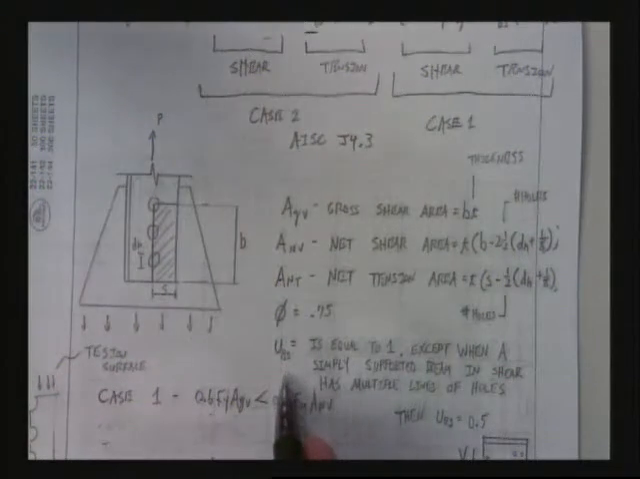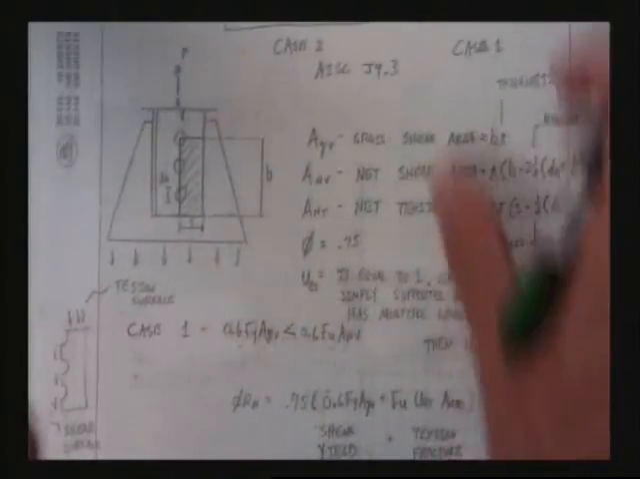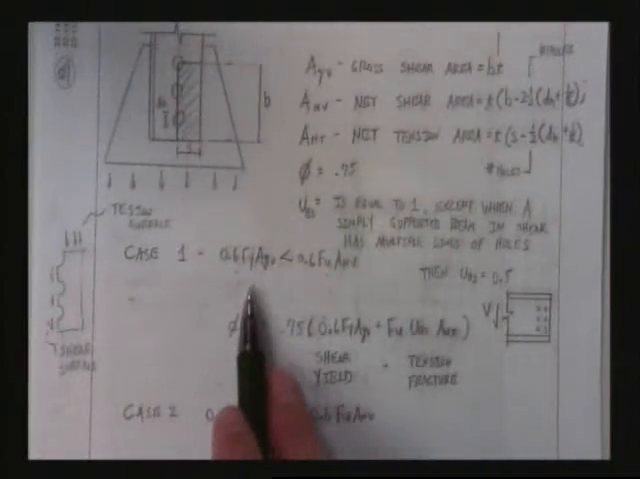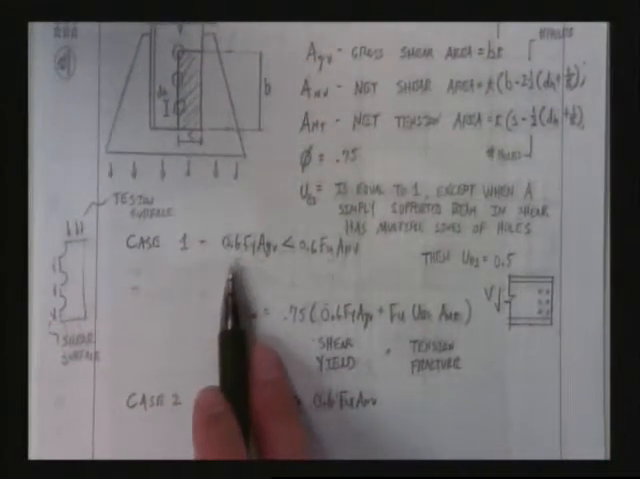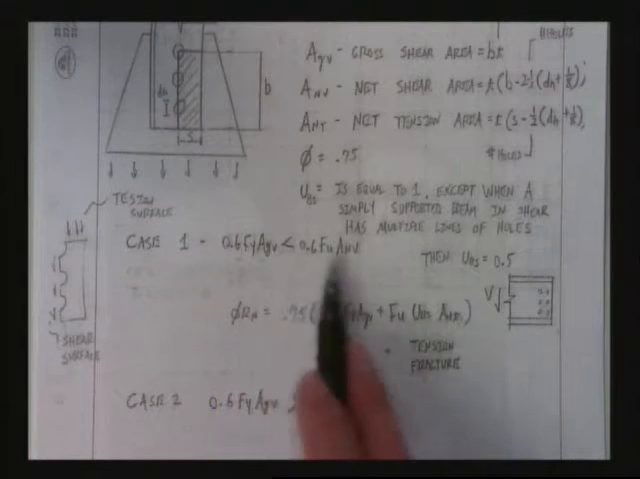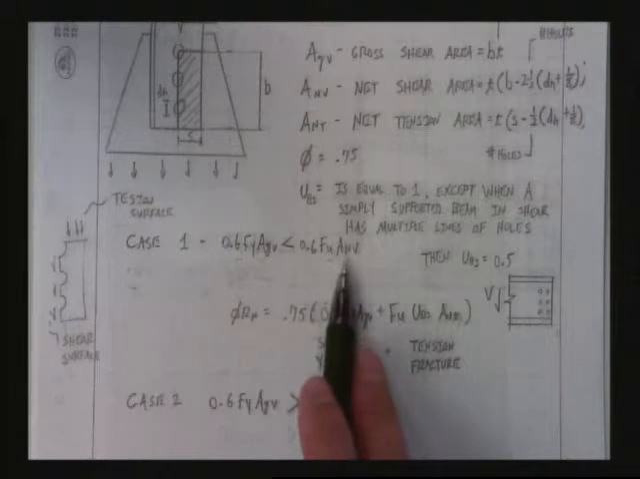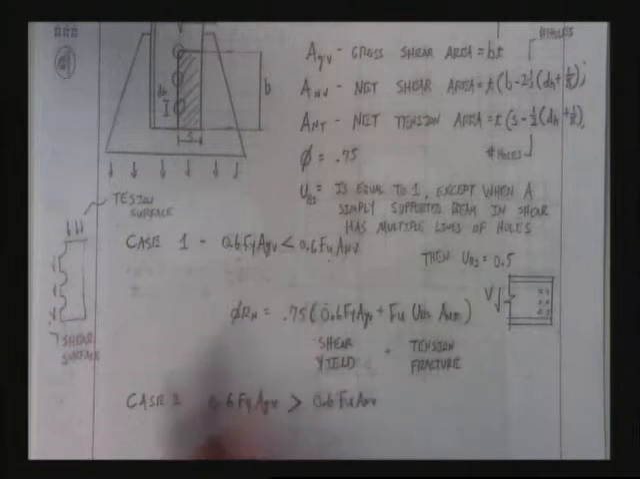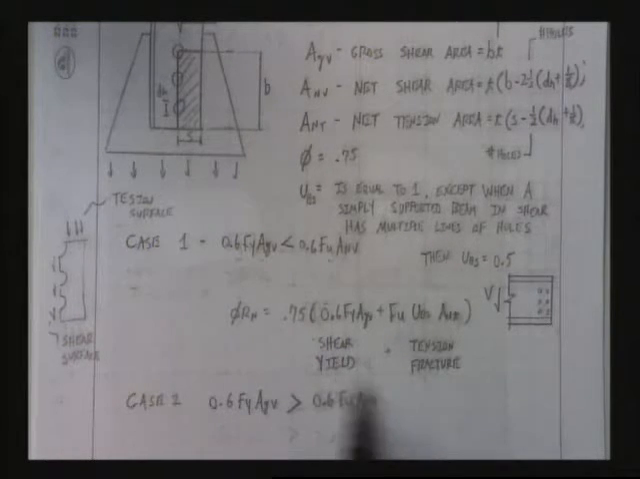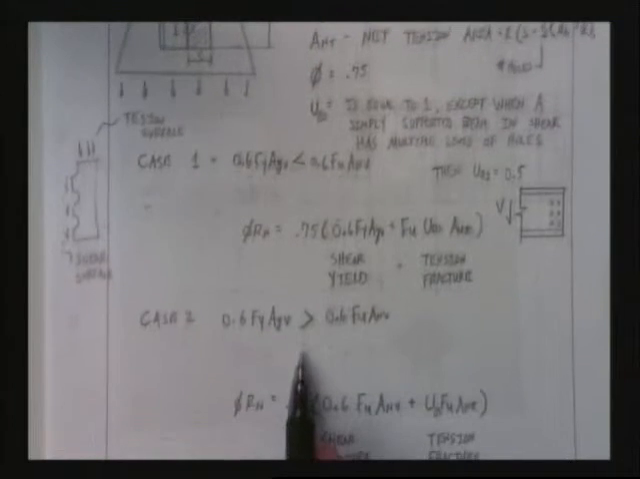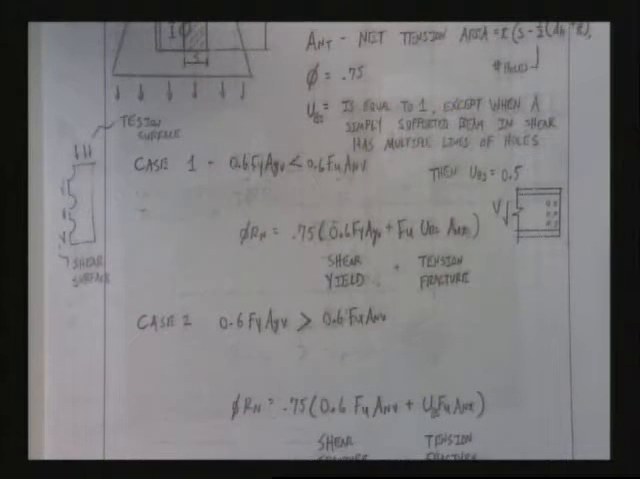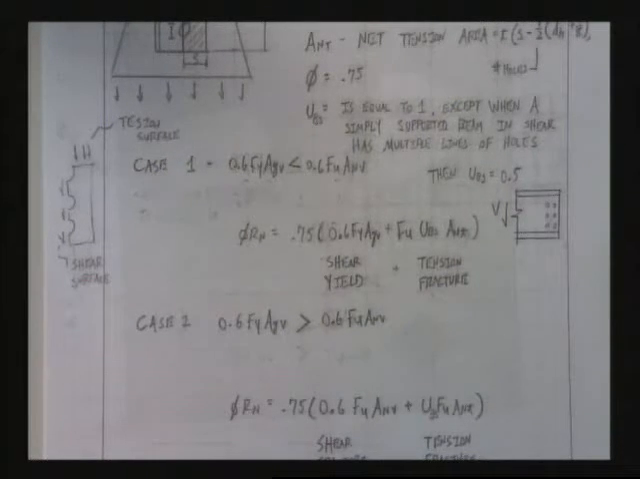We're not going to worry about UBS, and what we're going to do is work out this inequality. You're going to calculate 0.6 Fy AGV, and compare it to 0.6 Fu ANV. If this is lower, you have case 1 where you have shear yield, tension fracture. If this is higher, then you're going to have shear fracture, tension fracture. You with me? Great. Almost 90% of you have seen that previously.